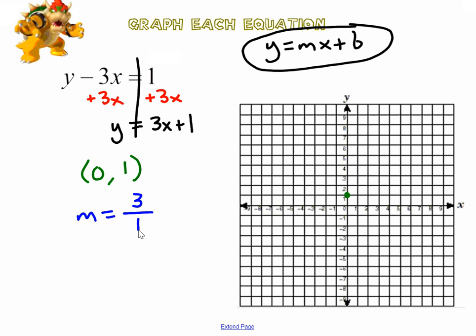So starting from that green dot, I'm going to rise 3, run 1, rise 3, run 1, rise 3, run 1. Now you'll notice that is making a straight line. I can also go backwards as well. And I like to do that, and it makes my line nice and straight.